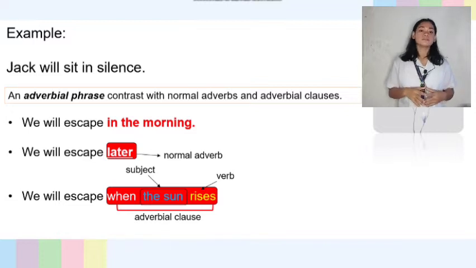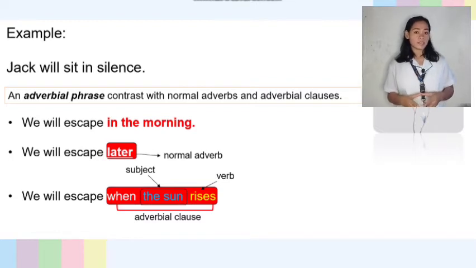Second example, we will escape later. Later is the adverb, and this is a normal adverb because it doesn't give further information when will they escape, unlike the first example. Third example, we will escape when the sun rises. The phrase when the sun rises is not an adverbial phrase. It's an adverbial clause because it contains a subject, which is the sun, and a verb, rises.